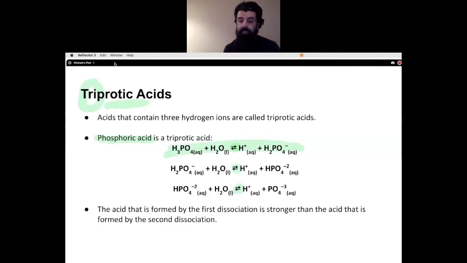And then this here will further dissociate down here to give off another proton. This has the ability to give off another proton. But again, in terms of the strength of the dissociation, the strongest is the first, not as strong in the second, and definitely the weakest would be the third.